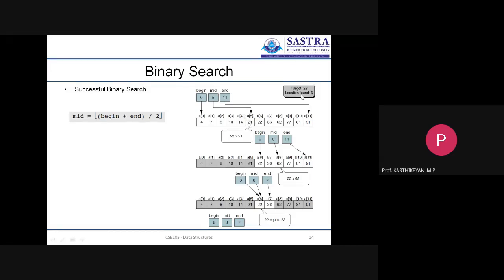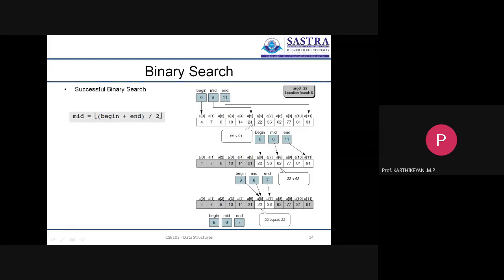21. And the target value we need to check is 22. We need to compare this 21 and 22. 22 is greater than 21. So for sure 22 will not be available in the left-hand side, the first half of the list. It must be in the second half of the list only. Why? Because the list is a sorted list, so for sure 22 must come after 21.